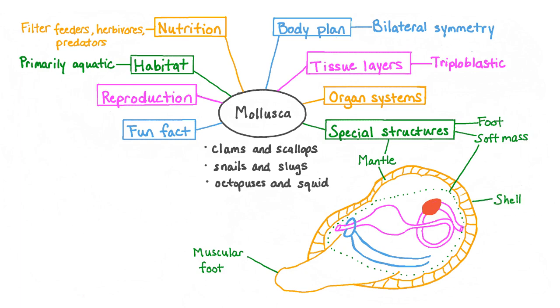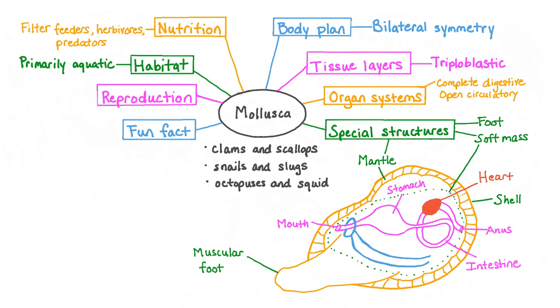The mantle is used in respiration, and in species such as clams, scallops, and snails, it also secretes a hard shell. Mollusks have complex, complete digestive systems that include stomachs. But most groups have a very primitive type of circulation, called an open circulatory system, which consists of a heart but no blood vessels. Their nervous systems vary widely, from extremely simple in clams and scallops to very complex in the cephalopods, which is the group that includes octopus, squids, and cuttlefish.